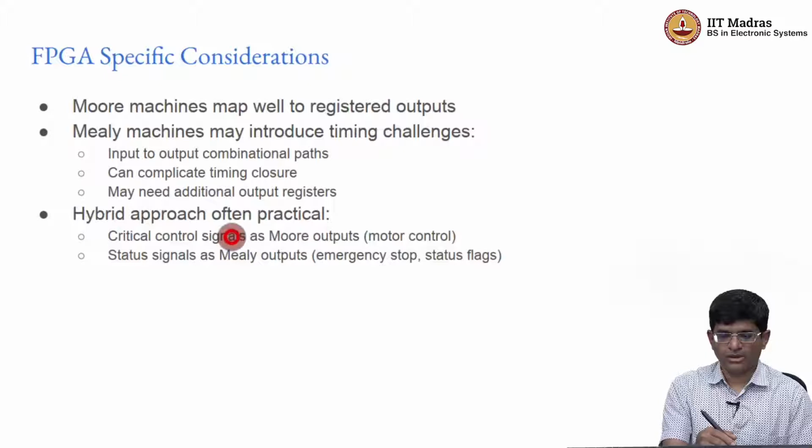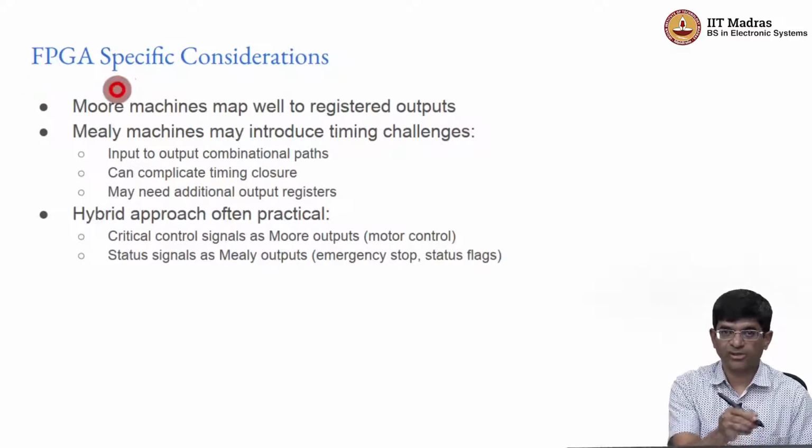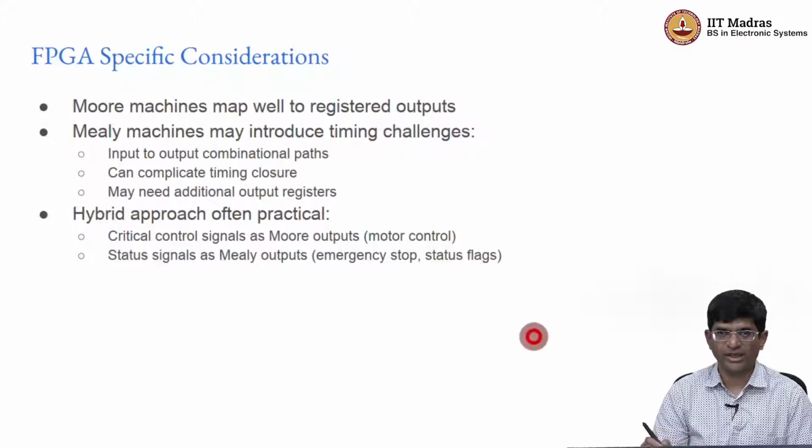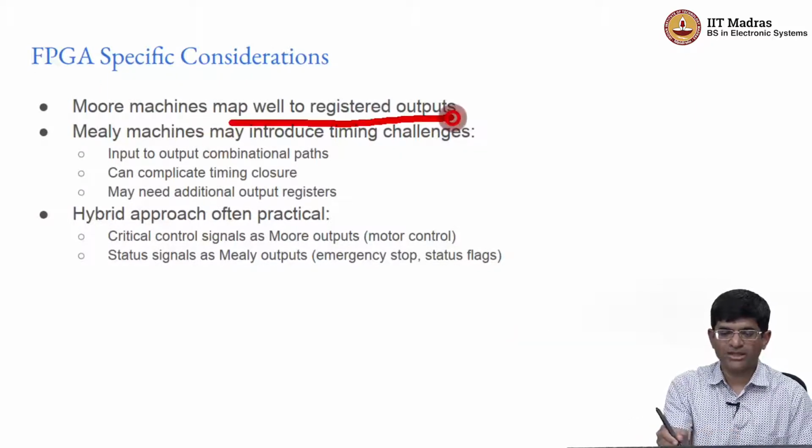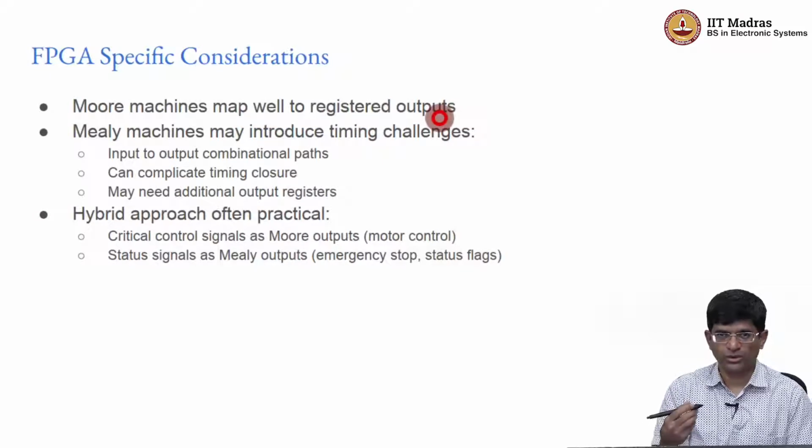So, to just summarize that again, especially in the context of FPGAs, which we will be looking at a lot throughout this course, Moore machines map well to registered outputs, because when you are in a given state is when your outputs are also going to transition. Therefore, along with the state transition the outputs also get registered, meaning that they change at the edge of the clock and are stable throughout the entire clock period.